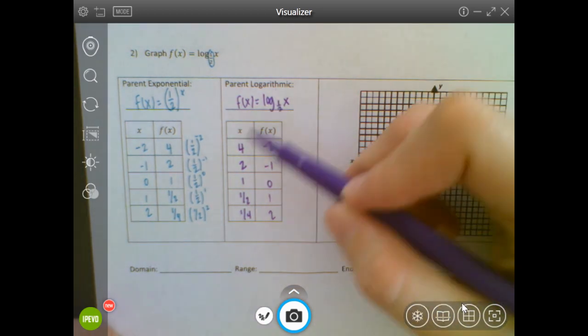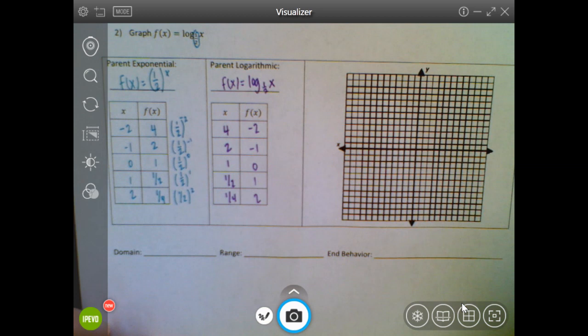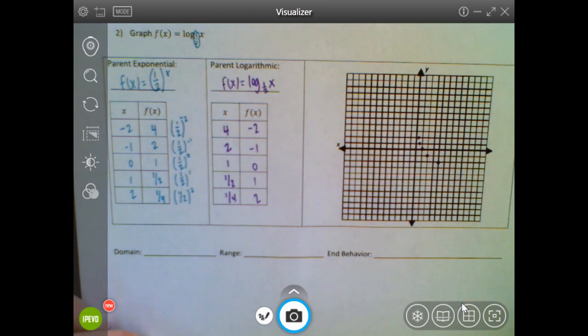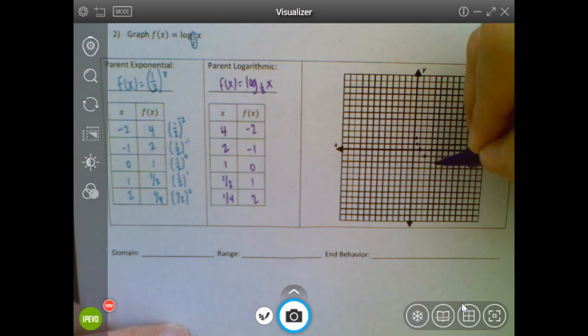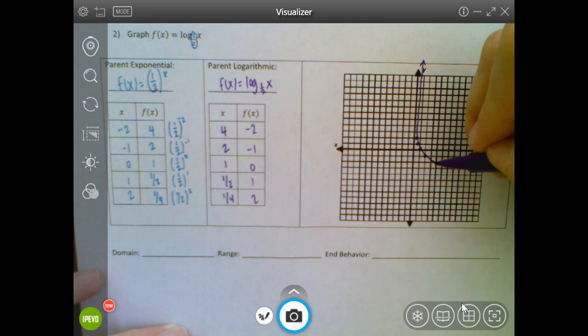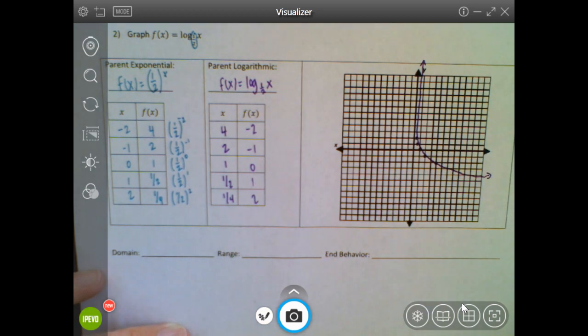I'm going to go ahead and graph this table that I just came up with. So 4, -2, 2, -1, 1, 0, 1/2, 1, and 1/4, 2. So you'll notice that these dots are kind of going in a different pattern. There's a reason for that, which we will talk more about in a second. I'm just going to connect these. So my graph's going to look something like that.